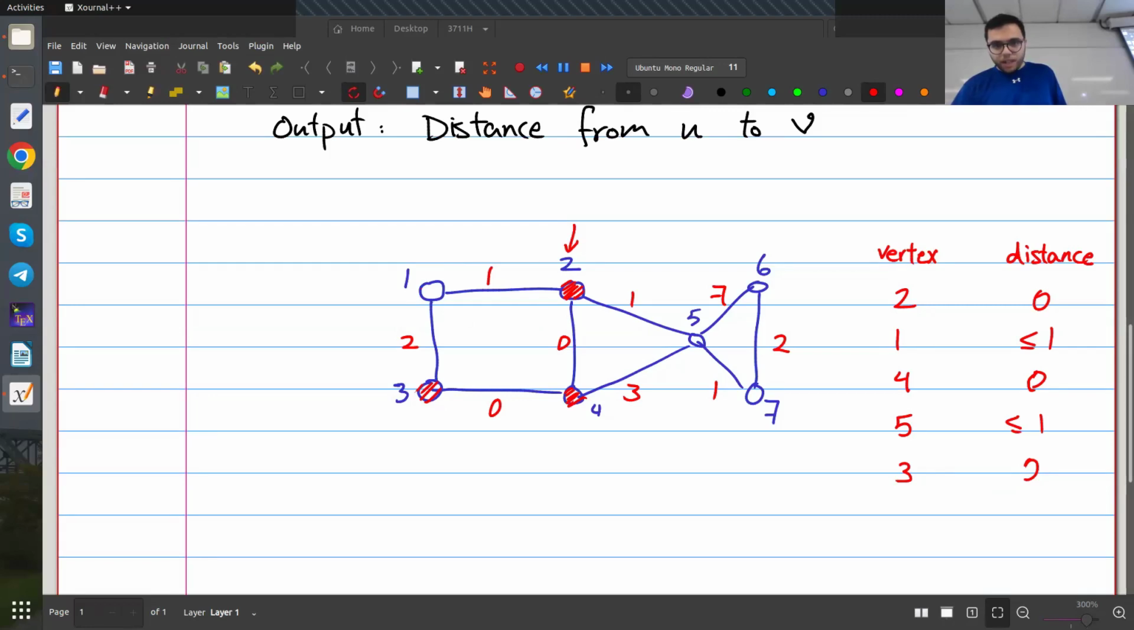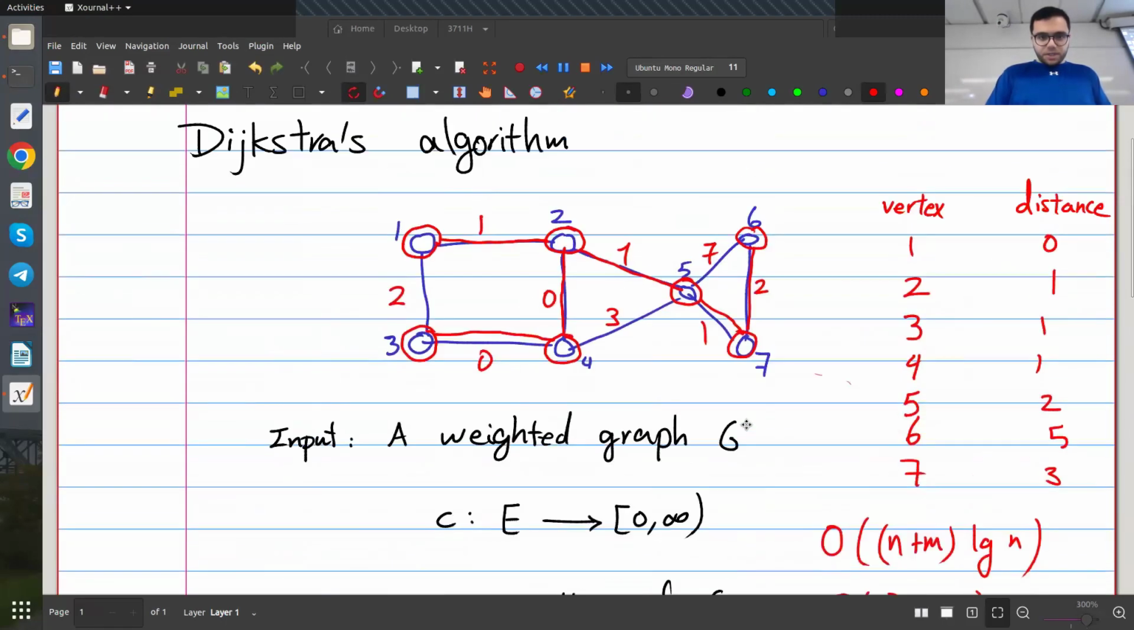So the distance to 1 becomes at most 2, but it was also already 1. And now again, I find the smallest distance. In this case, I find 1. And I just continue like that. So that's the reason why Dijkstra works.